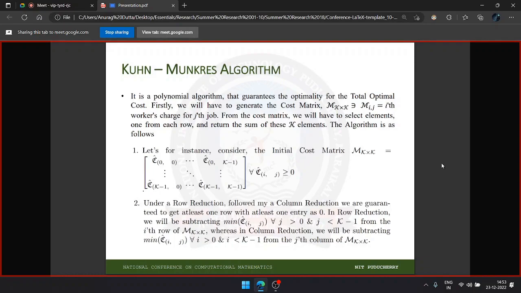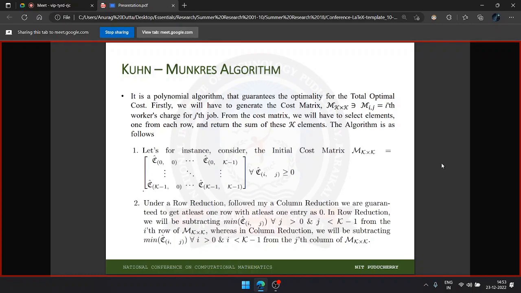Firstly, we will have to generate the cost matrix, where Mij is the ith worker's charge for the jth job. Now, from the cost matrix, we will have to select elements from each row and return the sum of these k elements. The algorithm for the Hungarian approach will be like this.